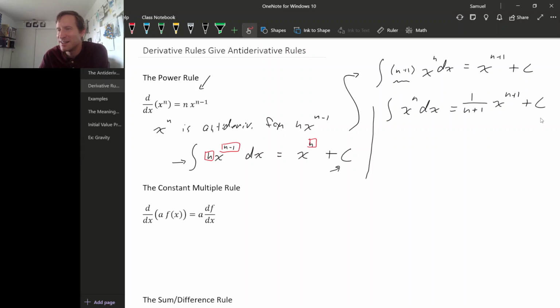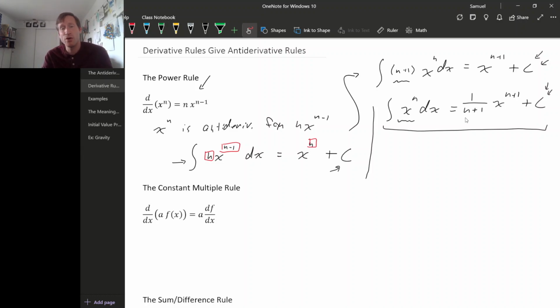Notice that I'm not dividing this constant by n plus 1. The reason is an arbitrary constant divided by n plus 1 is still an arbitrary constant. So this c in my second line is actually a different constant than the one up here, but they're both arbitrary. Once we have our new constant, we're never going to use the old one again, so we might as well rename c over n plus 1 as c. All right, so here's the power rule for antiderivatives. And if you check it by taking the derivative of the right-hand side, you do get x to the n. So this does check out.